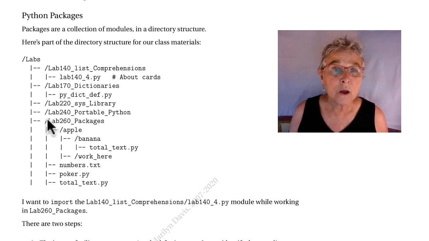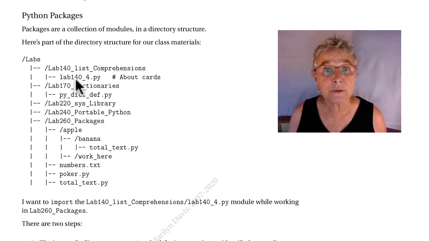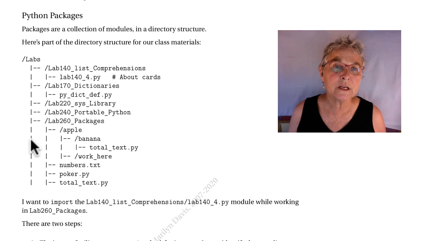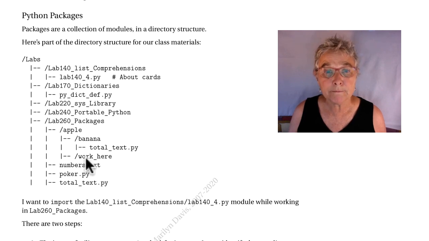For that, we want to pick up Lab140_4, which is the one that is about cards. That's from the list comprehensions lab. So you see that it is one towards the root, and then one back away from the root, and then we find our Lab140_4. When you do your exercise, you're going to be doing the same thing. You're going to be working in work here so that you can pick up totaltext.py and use that. But first, let's work on our poker.py.